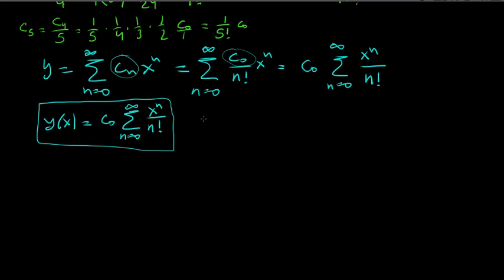All you have to do is go back to 6.1, and I hope you remember this. We just did it in 6.1. This is just e to the x. This is the Maclaurin series for e to the x. So this is C0 e to the x.